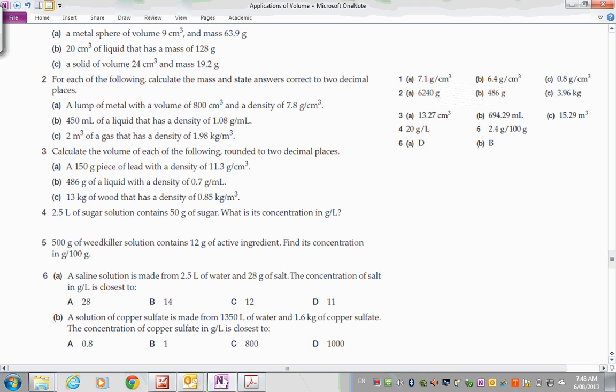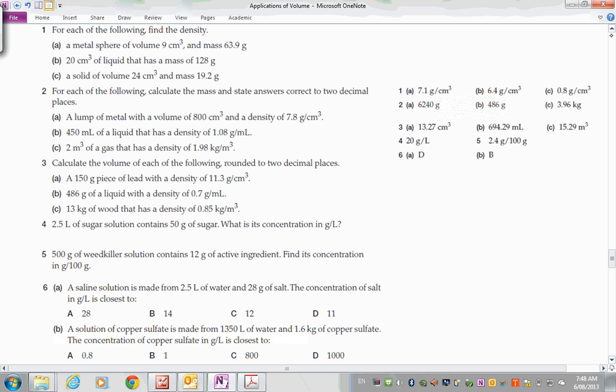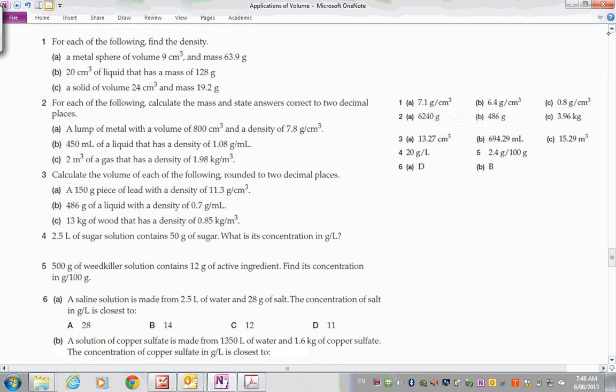Let's come down and have a look now, just go up here a bit, at some problems. For each of the following, find the density. So there, your standard formula: density is mass over volume. For each of the following, calculate the mass. So that's a rearrangement. You can rearrange your formula, calculate the volume, and so on. And then some concentrations down here. Alright, so you might whip through and have a look at those, and there are the solutions there. Check them as you go to make sure you're not doing things all around the wrong way.